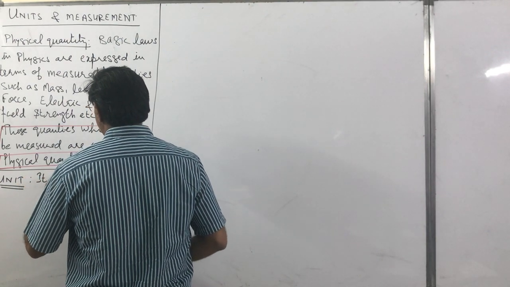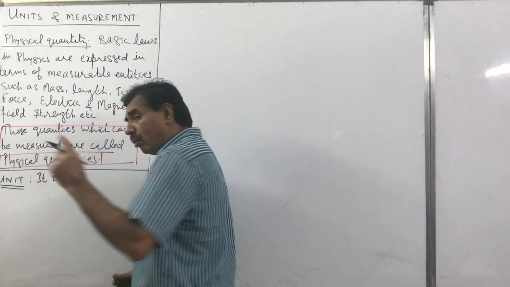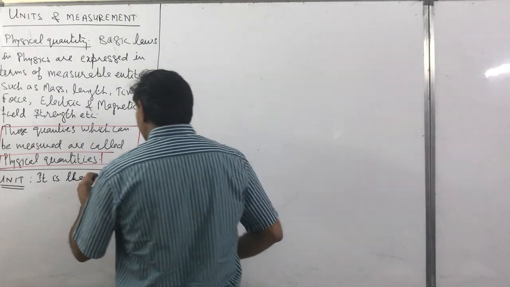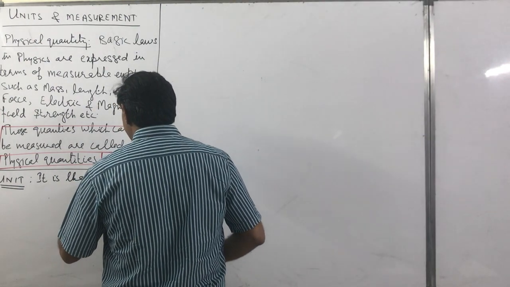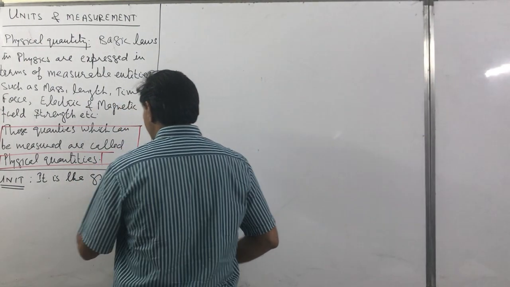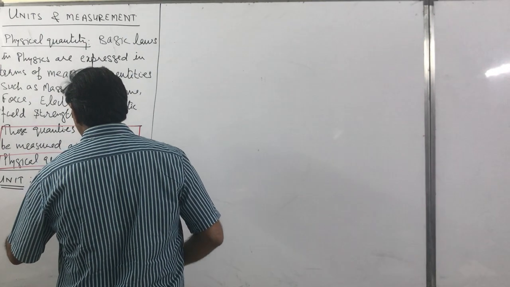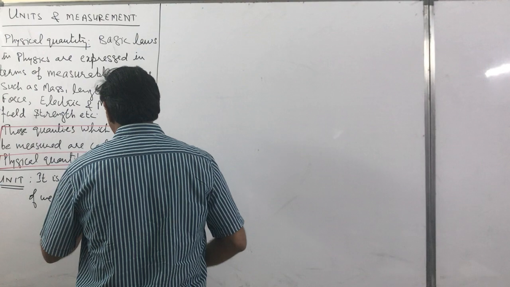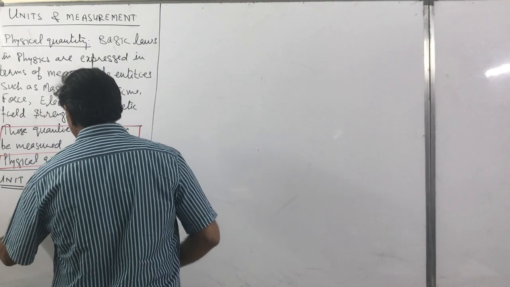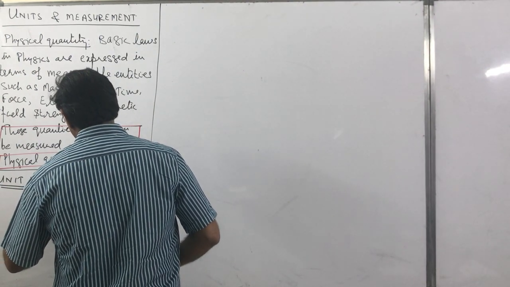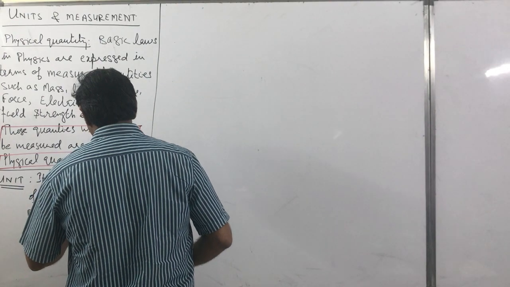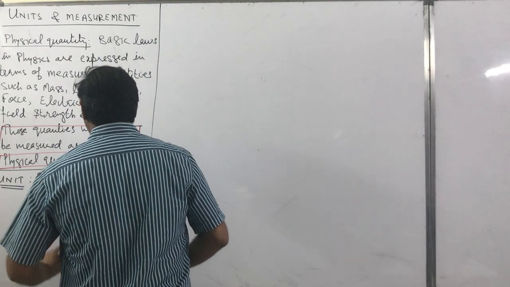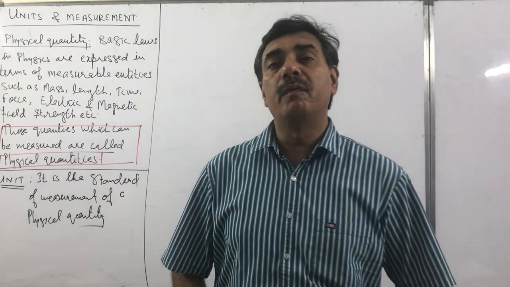Unit. How do we define a unit? You should make the notes right away. It is the standard of measurement of a physical quantity. I hope it makes sense to you. It is the standard of measurement of a physical quantity.